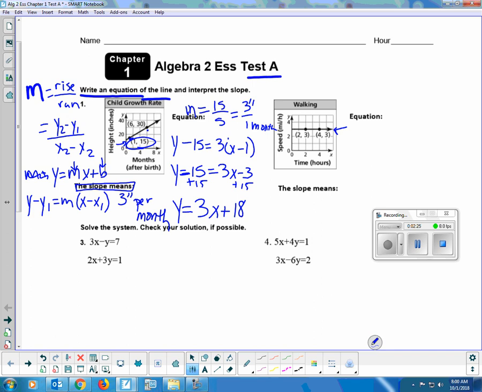On number 2, I recognize this as a constant equation, and all functions that are constant have this formula where the number is what it stays constant at. It looks like 3, so this is simply f of x equals 3. That's the equation. It has an equal sign. What does the slope mean? 3 over 1 would mean that it stays 3 miles per hour. Number 4 is extra credit.